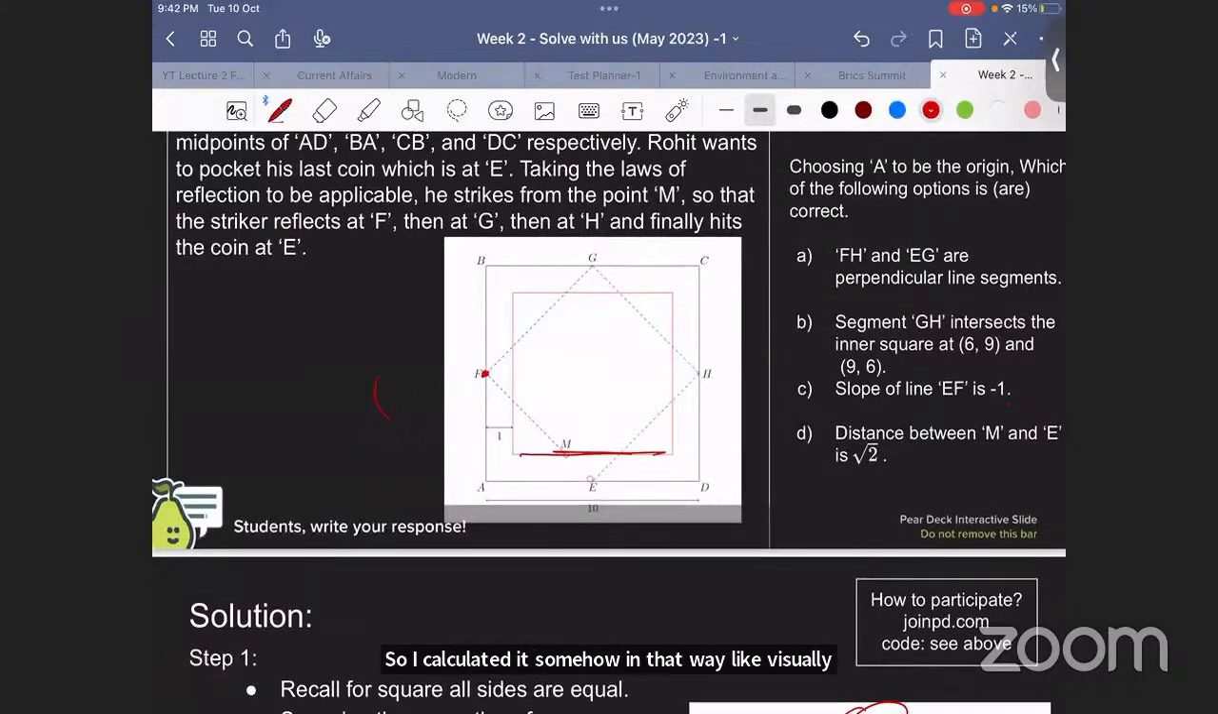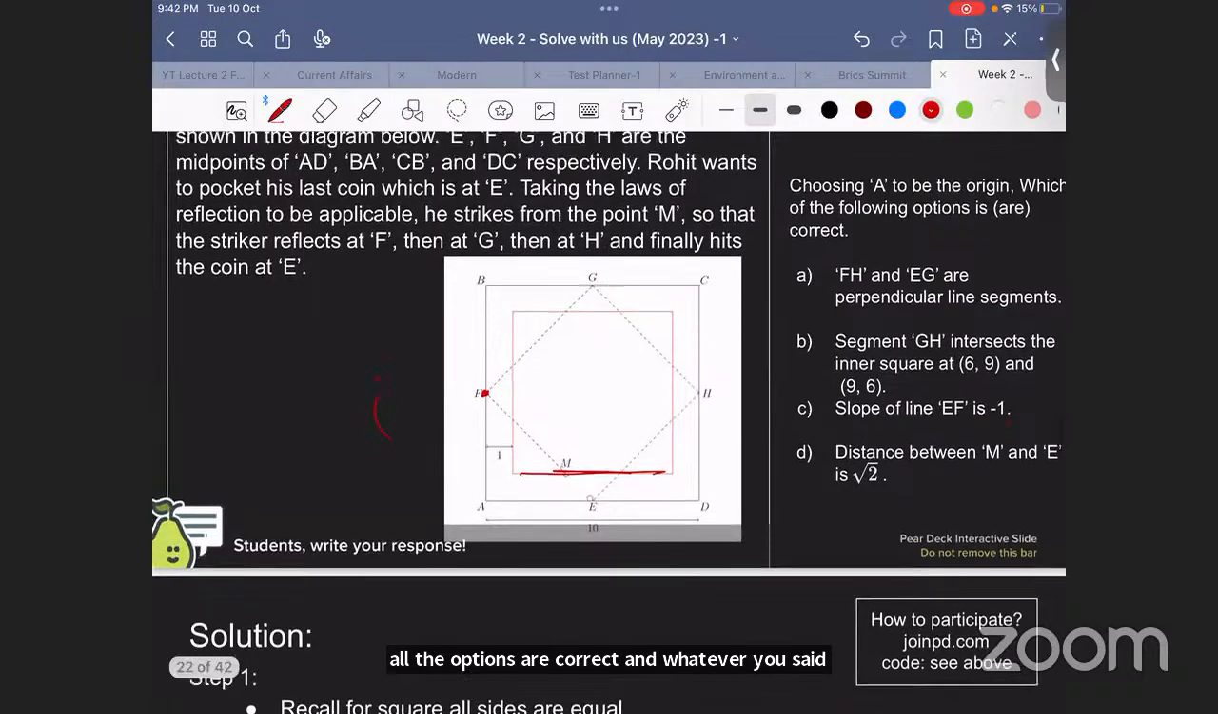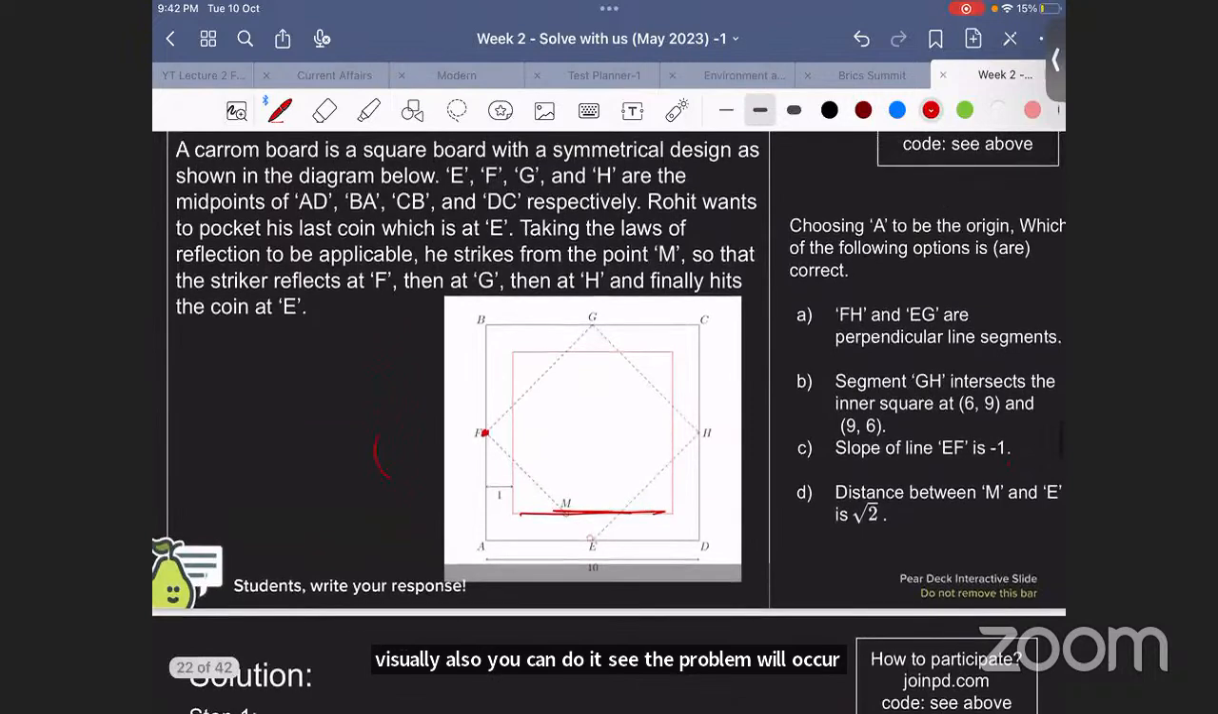So is it right that this method is also correct? Yeah, that is right. All the options are correct, and whatever you said visually, you can also do it. The problem will occur when the image given is not very symmetrical. Here, everywhere it was very symmetrical, so you can do it visually also.